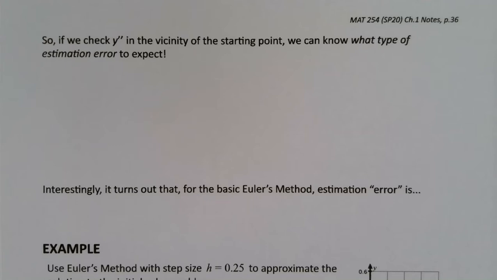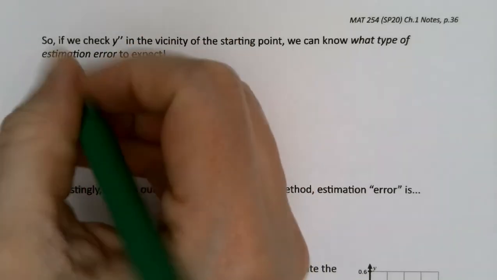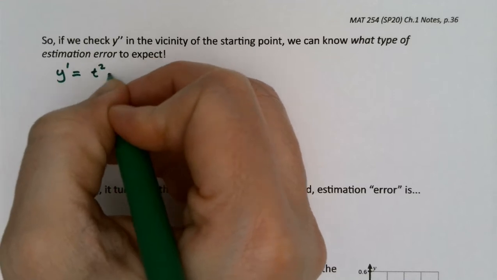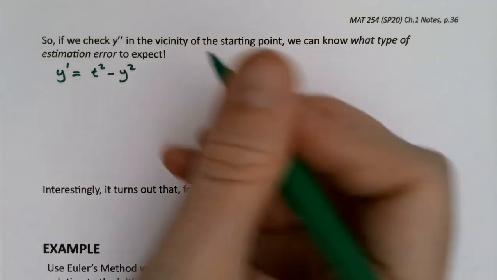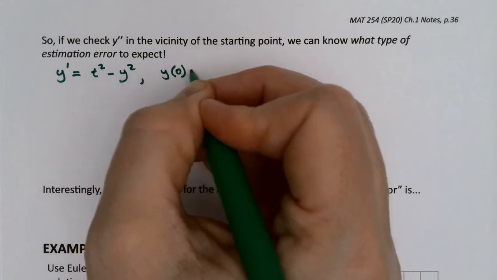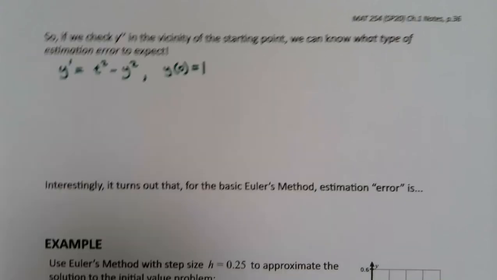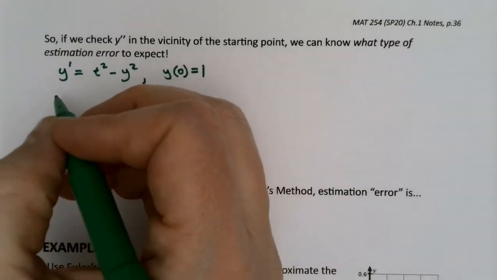And just as a reminder, in our former example, we were talking about a differential equation that was y prime equals t squared minus y squared. And our initial condition was y of 0 equals 1. And so what I'm suggesting is we figure out what the second derivative is. Sorry about my microphone falling over here. All we have to do is figure out what the second derivative is.